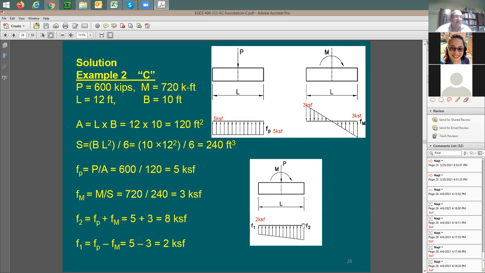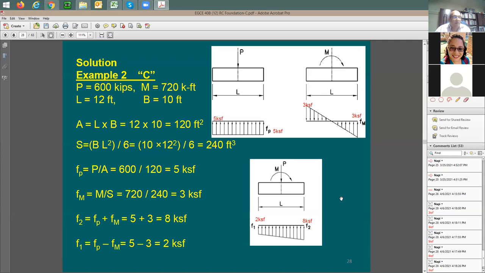How about the right side? I have 5 as compression and 3 as compression. I'm going to add them up to each other and end up with 8 ksf. So now, what is the maximum stress below the footing? It's going to be this 8 ksf. And the good thing is I don't have any tension. You're going to see it right here, 8 and 2.